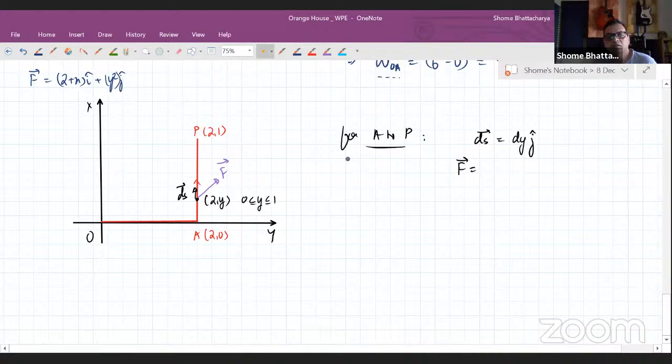So you can see that at this point 2 comma y, the force has an x component which is fixed. It is 4 i cap, and a y component which is variable. This is the force at a general point like this, 2 comma y. So whether you are at this point or this point, everywhere your displacement is like this, but the force is variable like this.